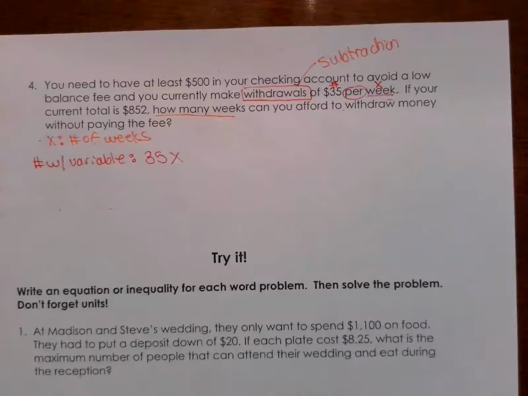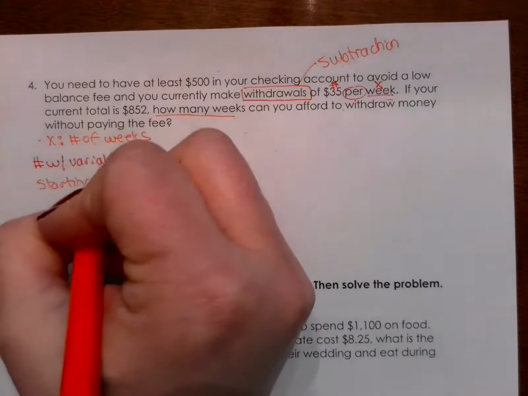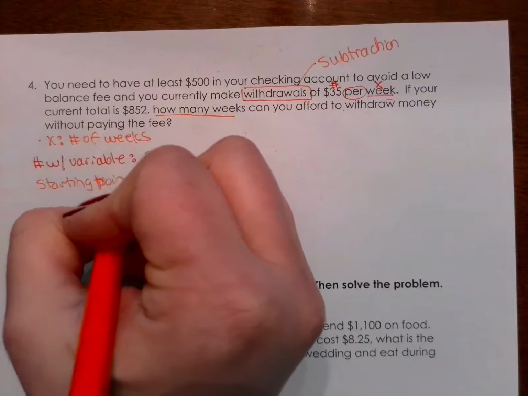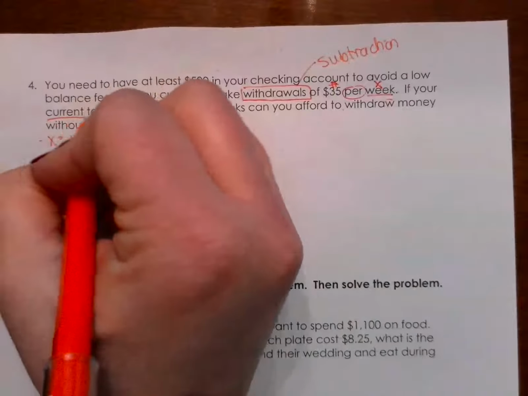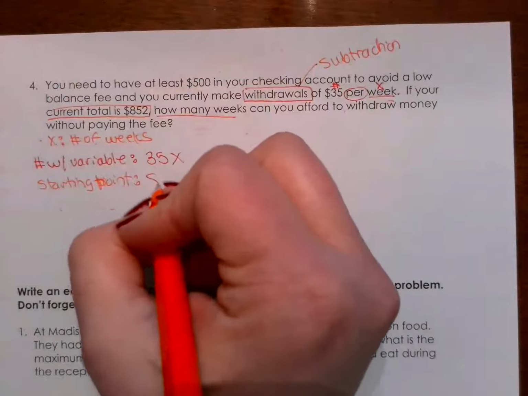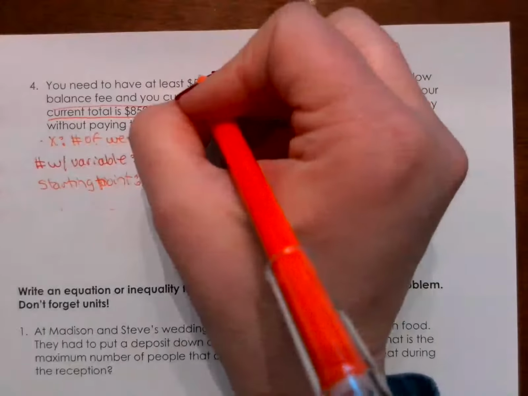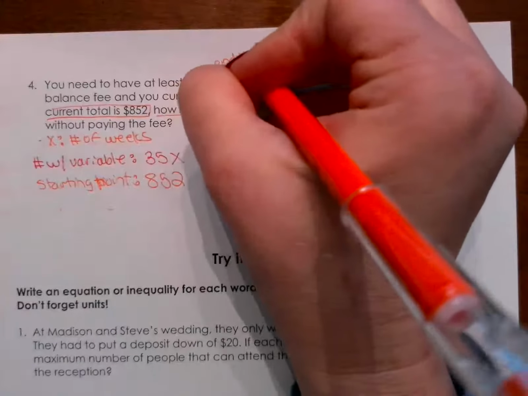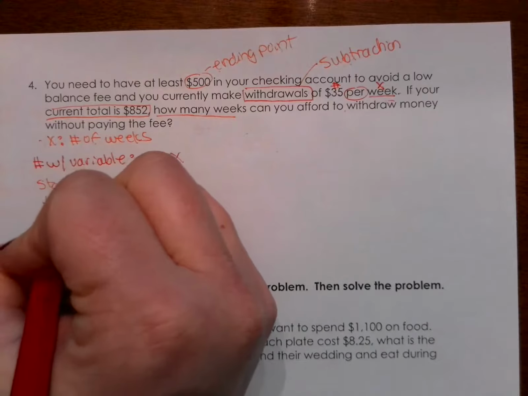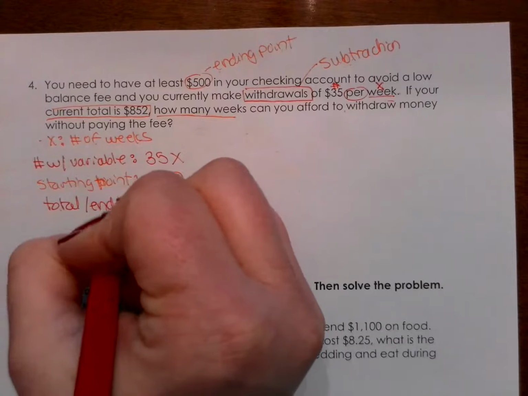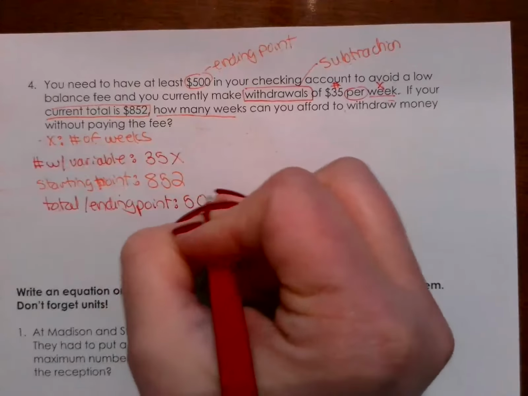So I'm going to look for a starting point instead of a one-time number. I almost wrote 1 because I was saying that. So what is my starting point? Well, it's the current total, and that's $852. And my ending point right here is my ending total, so the ending point has got to be 500.